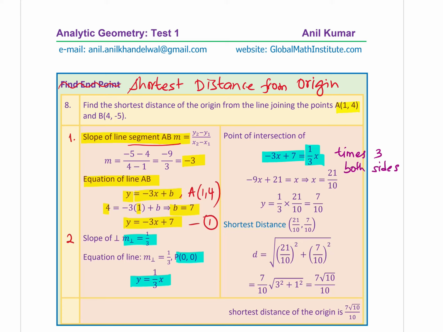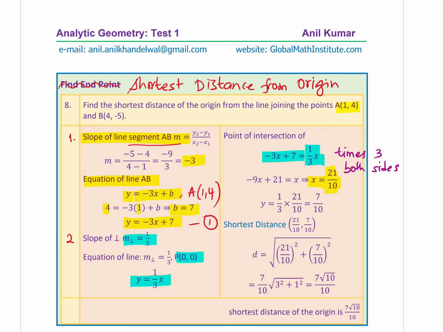So once you do times 3, you get minus 3x times 3 is minus 9x, 7 times 3 is 21. This becomes only the value x. And therefore, bringing them together, we get 21 equals 10x. And so we get x as equal to 21 over 10. Correct? So we get the value of x equals 21 over 10.